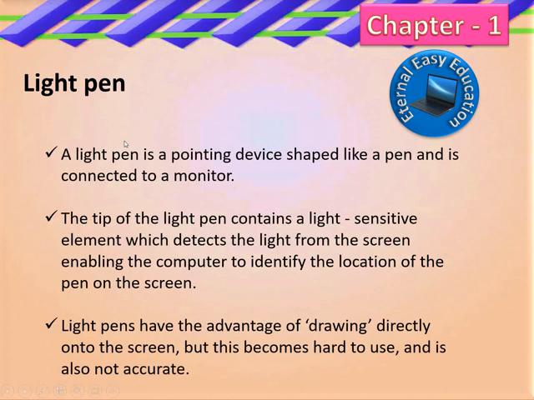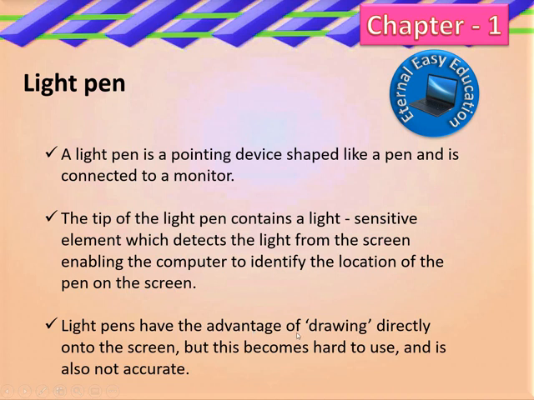Next one is light pen. A light pen is a pointing device shaped like a pen. So it has the name pen, and it is connected to a monitor. The tip of the light pen contains a light sensitive element, so it is called a light pen, which detects the light from the screen, enabling the computer to identify the location of the pen on the screen.